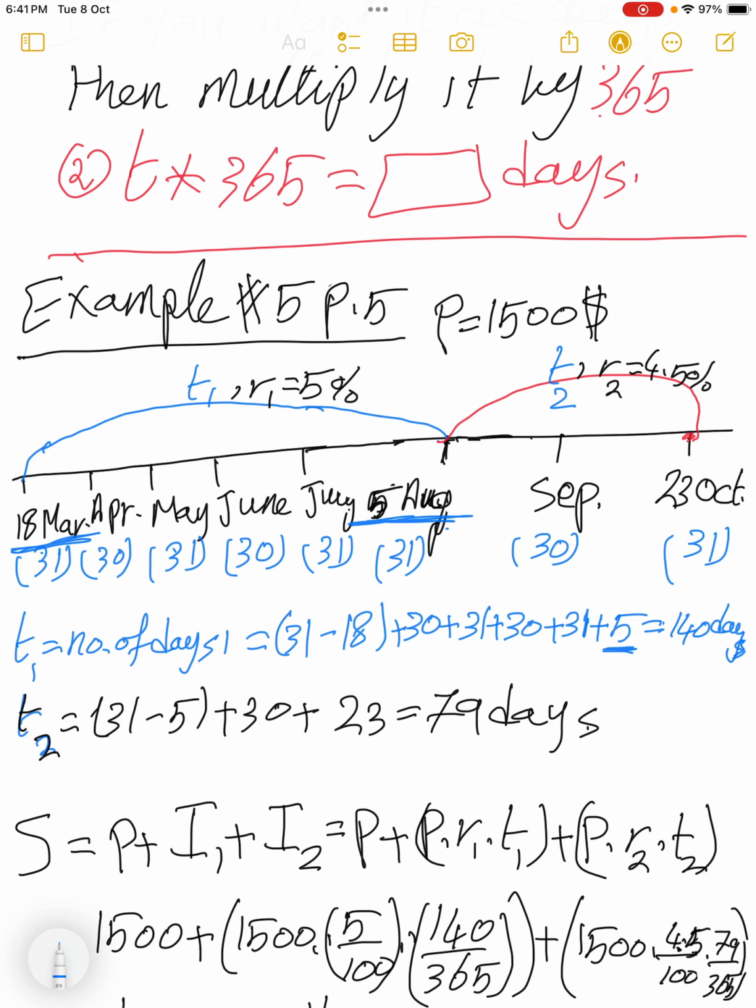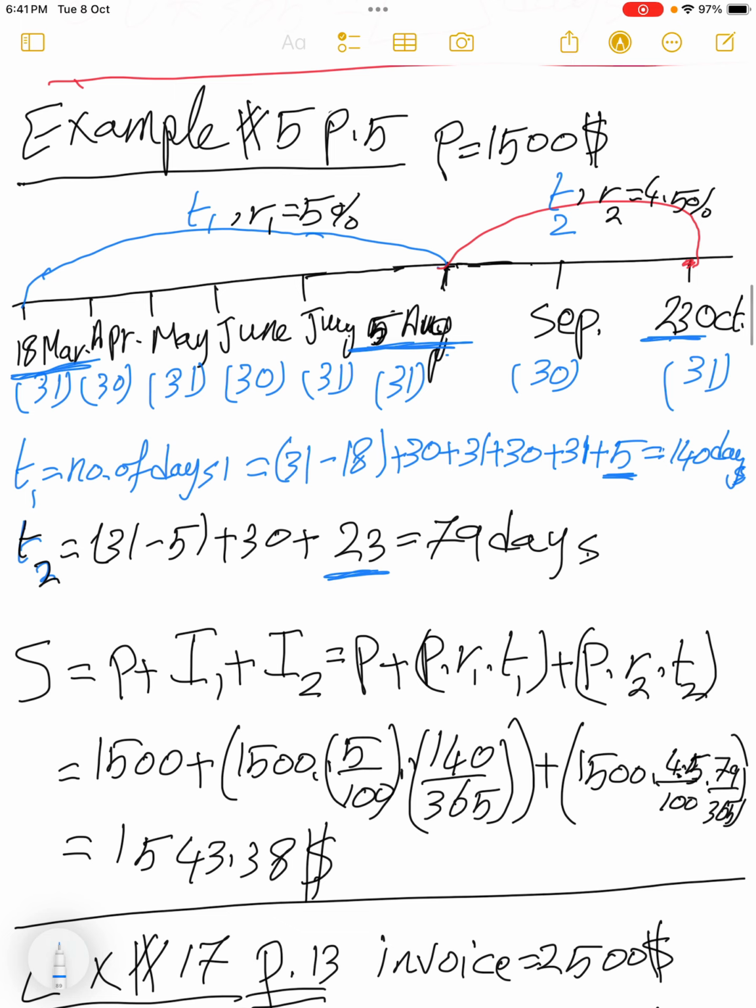T2, you will begin from 5 August till 23 of October. Inside there is September. Then you will write here August 31, subtracting 5, plus 30 days of September, plus 23 days of October. You will have 79 days.